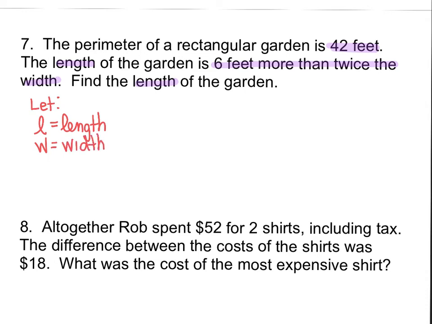And if you do want to draw a picture to see the rectangular garden, the length is 6 more than twice the width. So you've got twice the width, all right, twice the width plus 6. That means the width would just be W.